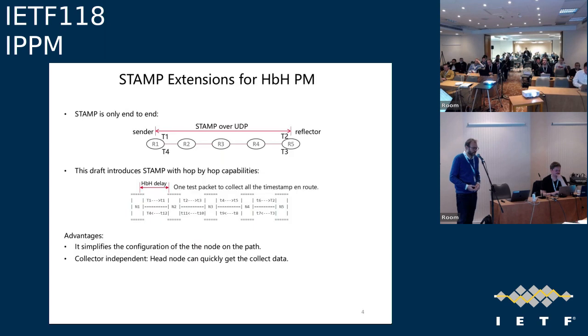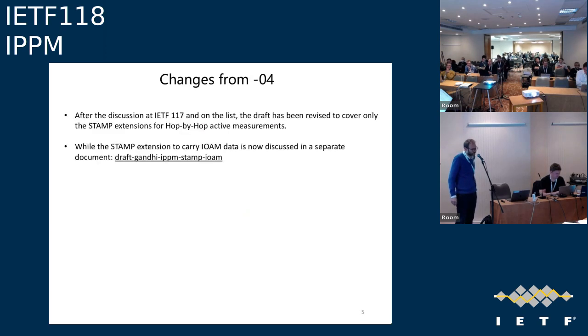And next slide. So in a few words, if we have a STAMP session between a sender and a reflector, and we have different intermediate nodes, if the intermediate nodes can handle these extensions, the draft introduces STAMP with hop by hop capabilities in order to measure the hop by hop delay for each intermediate node and link. What are the advantages? This simplifies the configuration of the nodes on path, and also it is quite collector independent because the ad node can quickly get the collected data. Next slide, I think, is the last one.